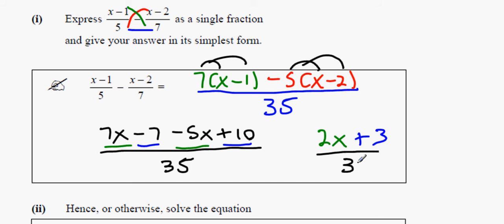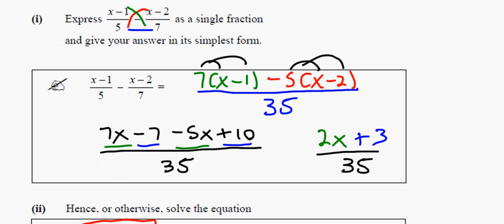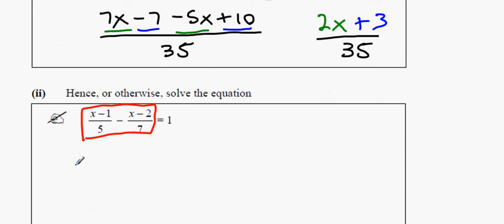Now, our next part, we're asked, hence or otherwise, solve this equation. What we know from the first part of our question is that this area here, this red box if you will, is going to be the same as our answer in the first question. So it's going to be 2x plus 3 divided by 35, and that's all going to be equal to 1, okay?